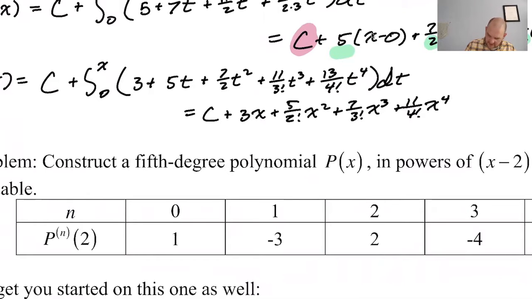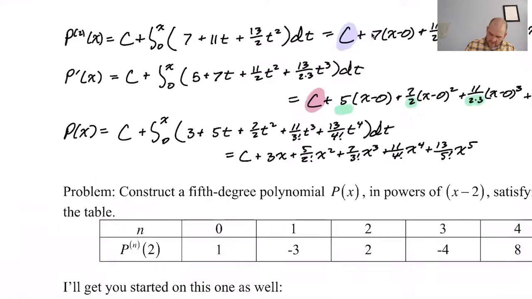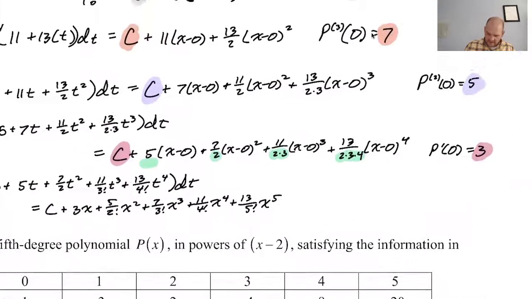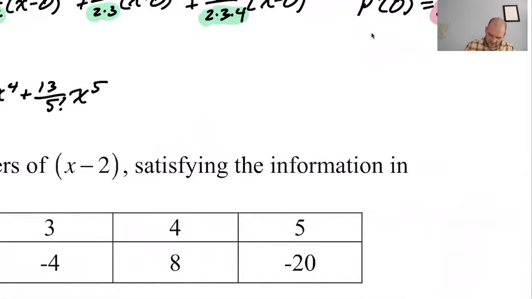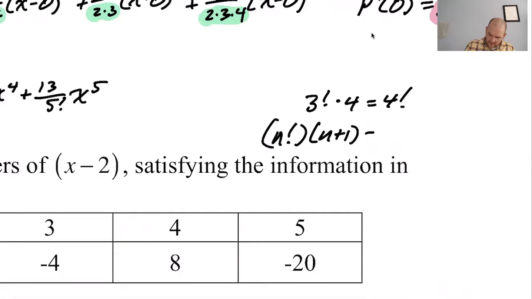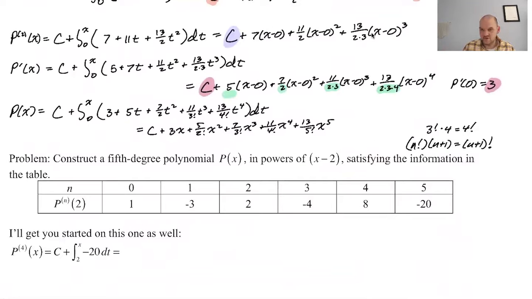I'm doing something right now that I realize I did not explain. Plus 13 over 5 factorial x to the 5th. So let me just explain really quickly: if you do 3 factorial times 4, that's just 4 factorial. So if you do n factorial times n plus 1, you will get the quantity n plus 1 factorial. I'm taking for granted that we know that, which is definitely not something to be taken for granted.